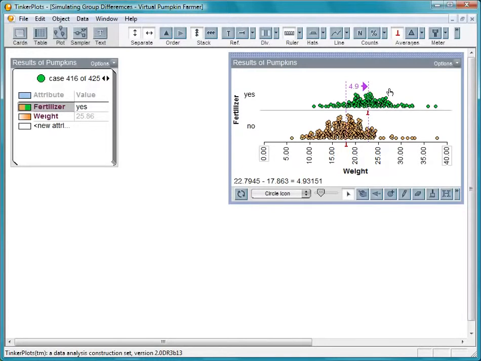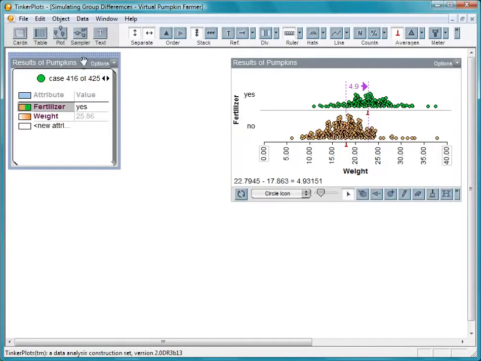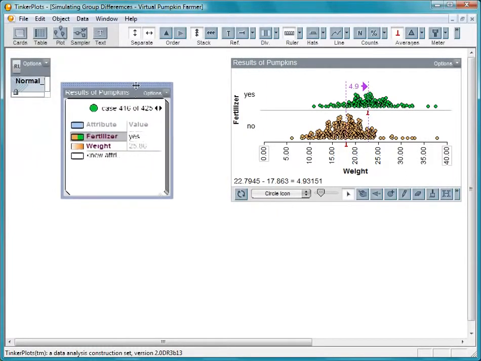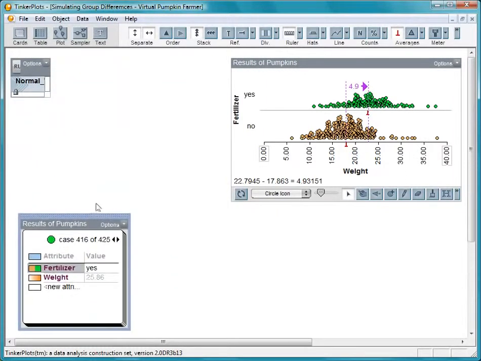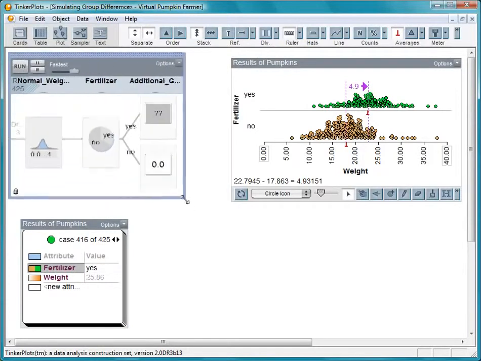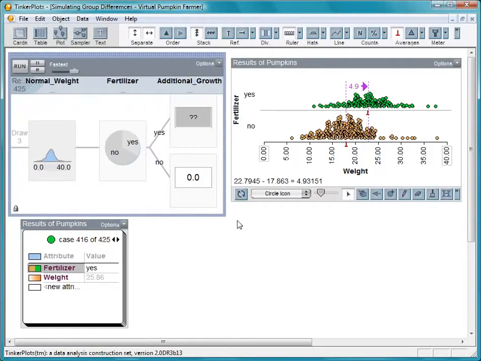But we should ask ourselves, what if he did this again? Would he get the same results, or did this difference occur by chance? We can explore those questions in this case because our farmer was a virtual farmer, and these pumpkins were made with this TinkerPlots pumpkin factory. We'll run it in a moment, but first let's look at the design of the factory.